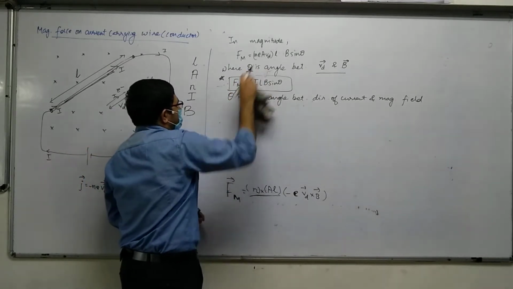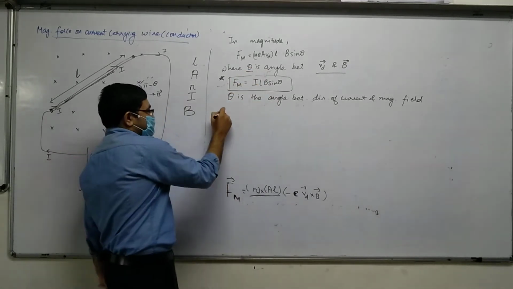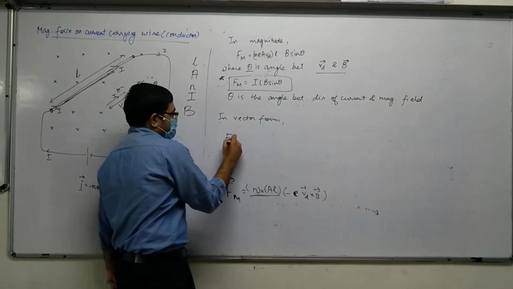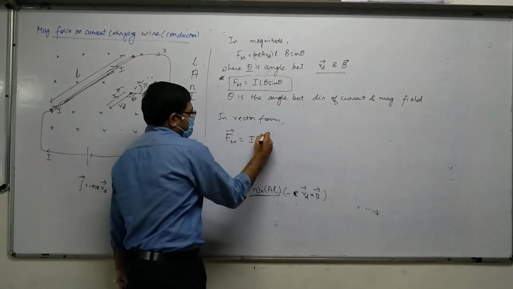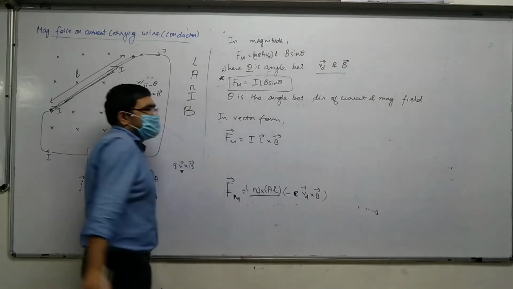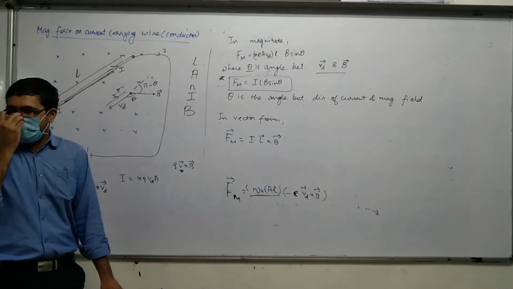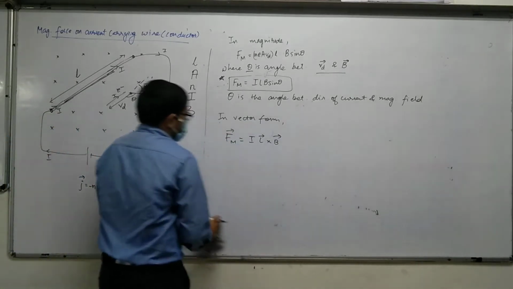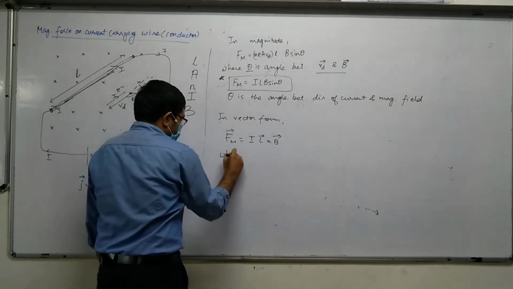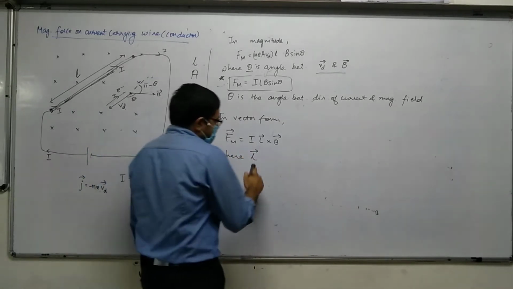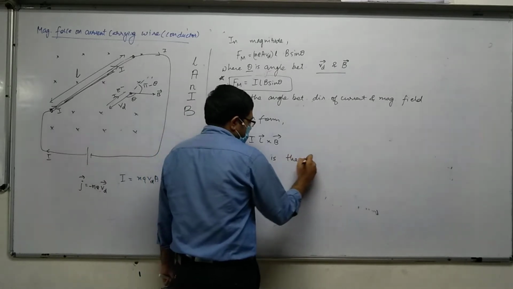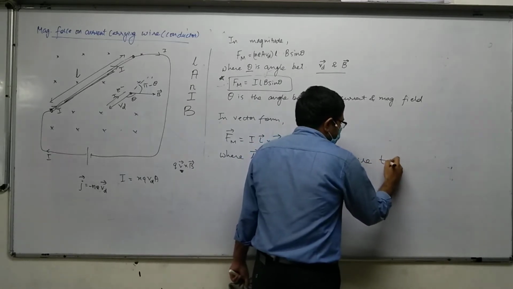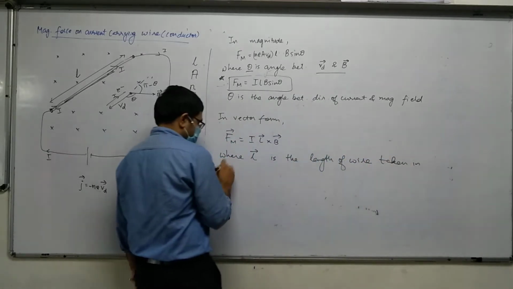Instead of writing this in magnitude form, if you want to write it in vector form, we will have to write that Fm vector is equal to I L vector cross B vector. Fm vector equal to I L vector cross B. Okay, what is L vector? It's important to write: L vector is the length of wire taken in direction of current.